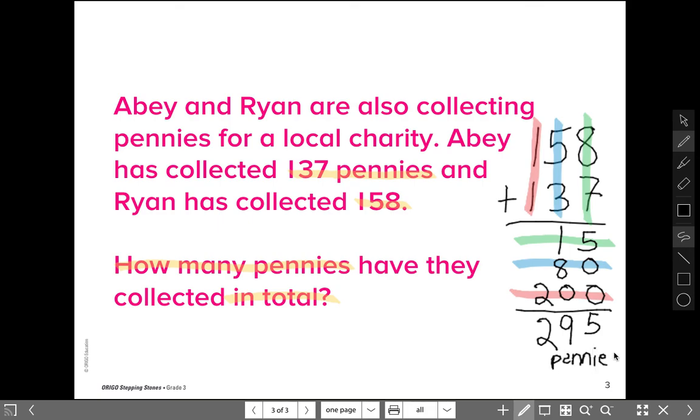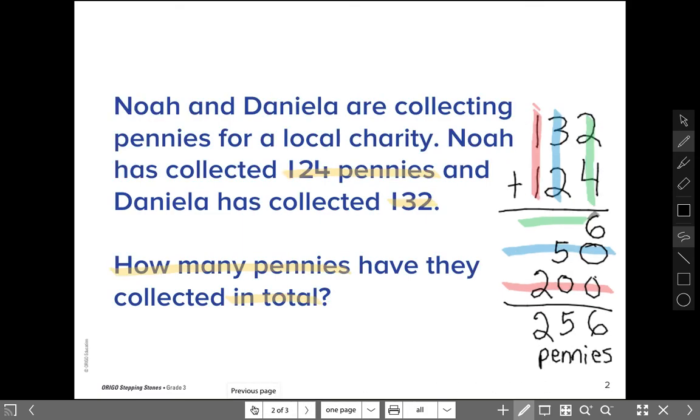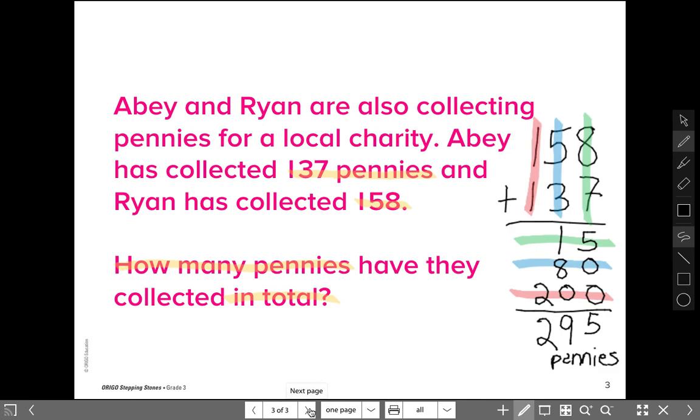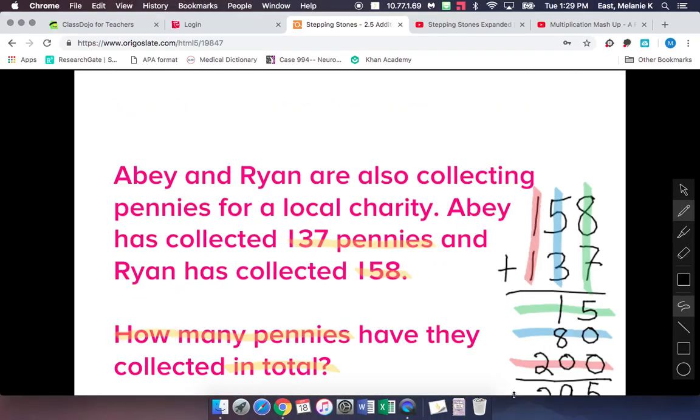Okay. Who collected more? This group or the other group? Danny? This. Let's check. Okay, this group collected more, didn't they? Okay, good. So we're going to go ahead and go to our step ahead now.